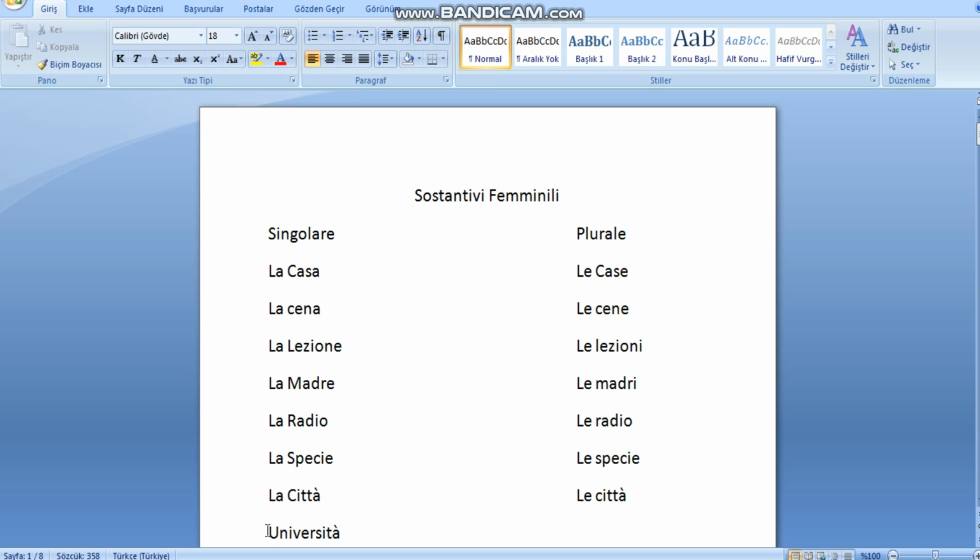So we no longer use the article la here, but we use the article l'apostrophe, l'università, in the singular form. But in the plural form we have to use it the same way as we have used in the previous nouns. So we write le università. But as you can see, the word does not change, only its article changes here.